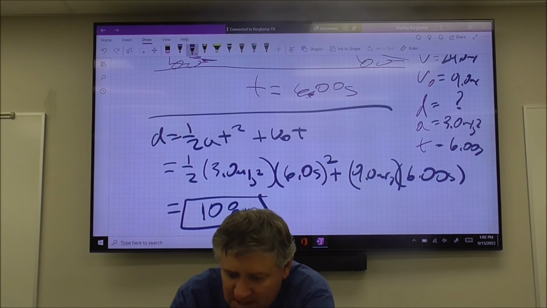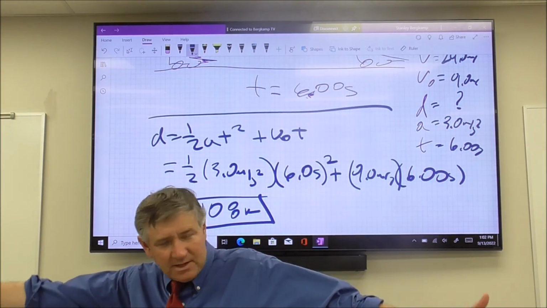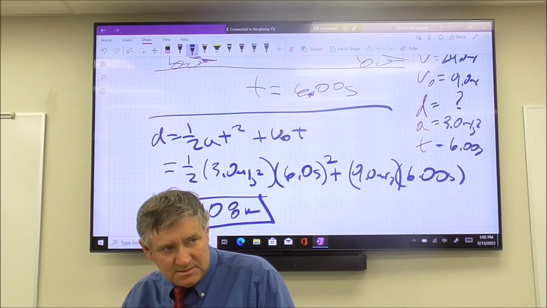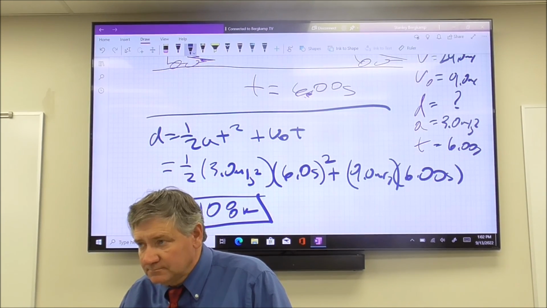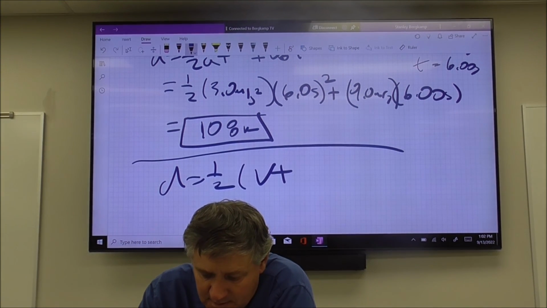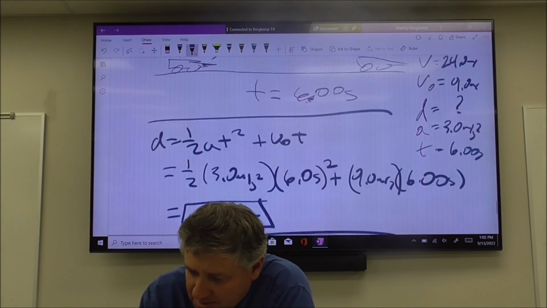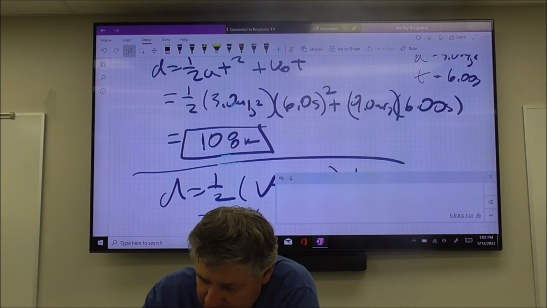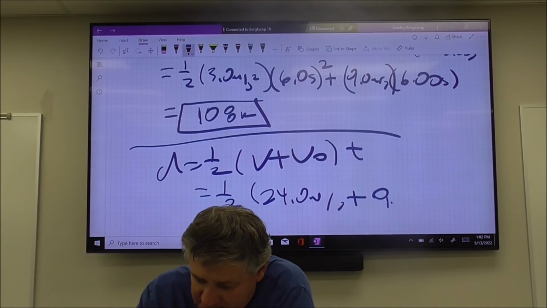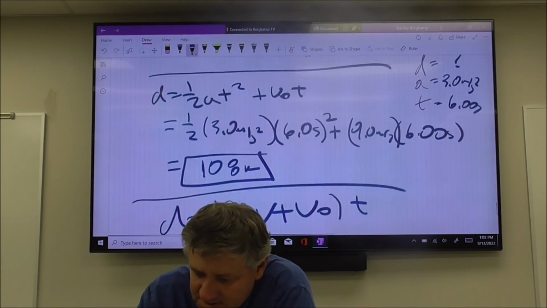Okay? So that's about the length of a football field. So if I'm building this acceleration lane, I'd have to plan on building a road about the length of a football field. Now, is there another way that I could get this distance, knowing what I know? Yes, the 1/2 V naught plus V times time. I could use distance equals 1/2 times 24 meters per second plus 9 meters per second times a time of 2 seconds. No, 6 seconds. My bad.